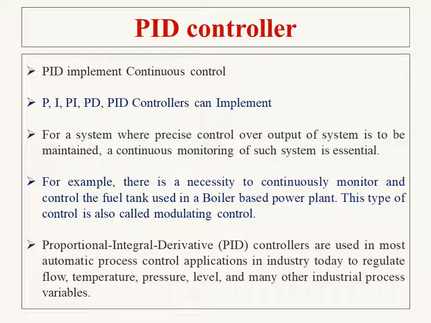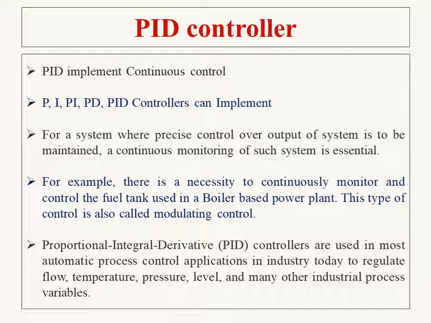And the control systems are there. In the control system there may be a discrete type of control system and a continuous type of control system. So our first point is PID implements continuous type of control, where the output is continuously monitored, measured, then fed back and then controlled. Now there may be a number of combinations, so it can be individual control, that is P control, I control, PI control, PD control, PID controllers we can implement.